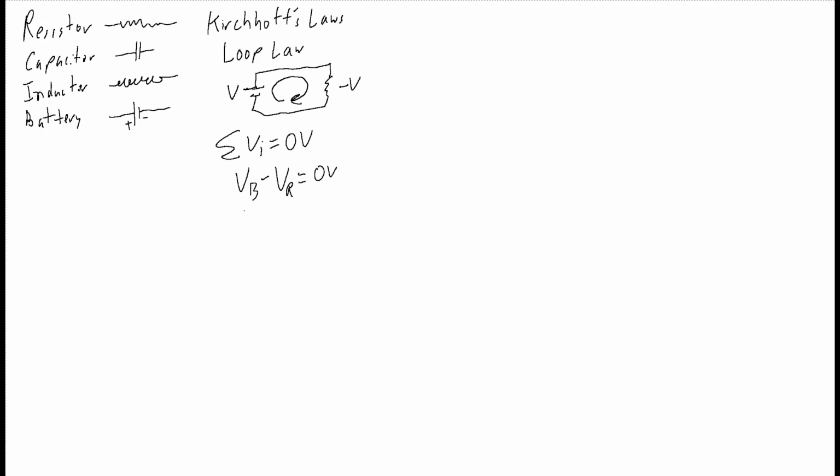And so we go ahead and solve for V for the battery, and so that means that the voltage of the resistor is equal to the voltage of the battery, like so. But this is equal to IR, which means that the current that's flowing through the battery is VB divided by R, like so. And so there's a current here.